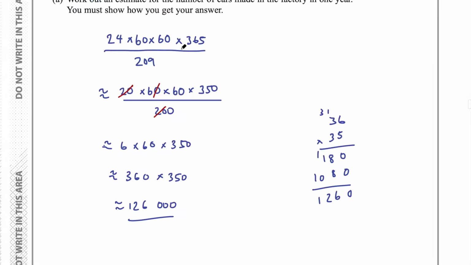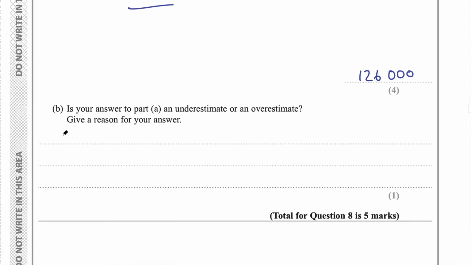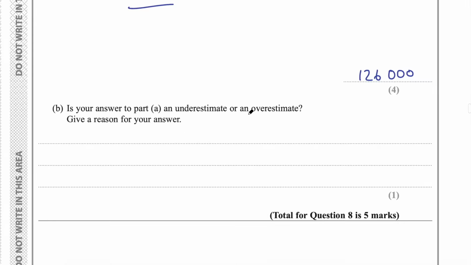And again, there's different ways of getting to the answer. And I'll just say that the mark scheme gives a range from 100,000 to 200,000. So they're pretty generous with their range of answers for that question. As long as you're showing that you're using reasonable estimates, then I think you should be fine for those 4 marks. Part B says, is your answer to part A an underestimate or an overestimate? Give a reason for your answer.